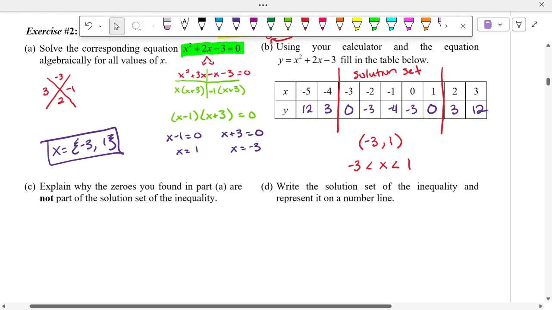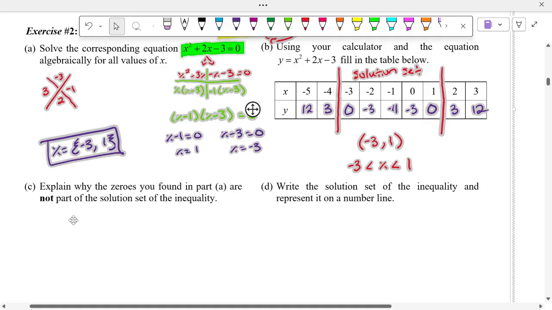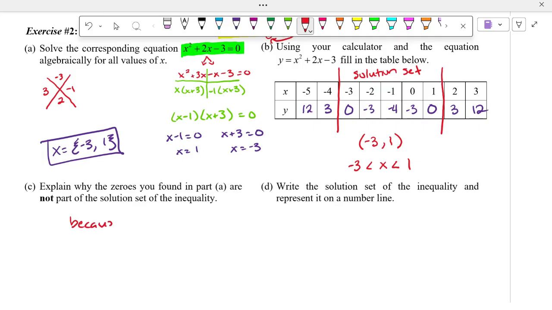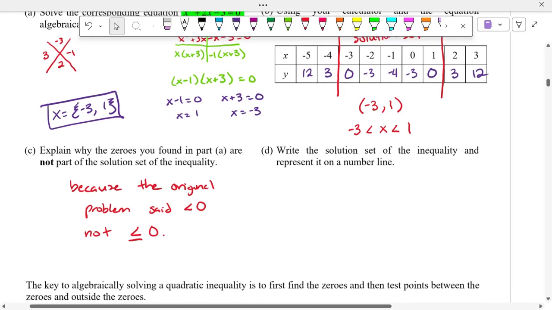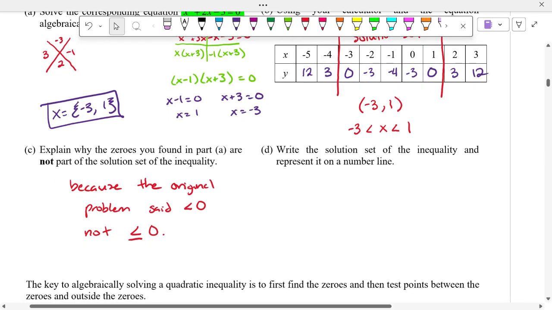All right, so why are the zeros you found not part of the solution set? Because the original problem said less than 0, not less than or equal to 0. So that's why it's technically not part of our solution set. That's why we use parentheses if we write an interval notation.